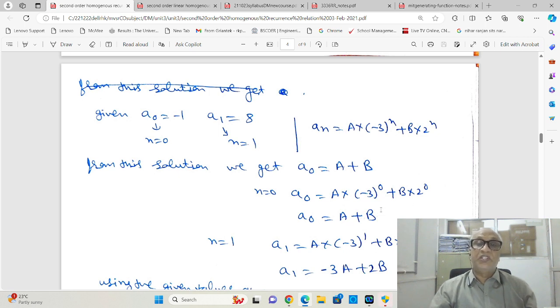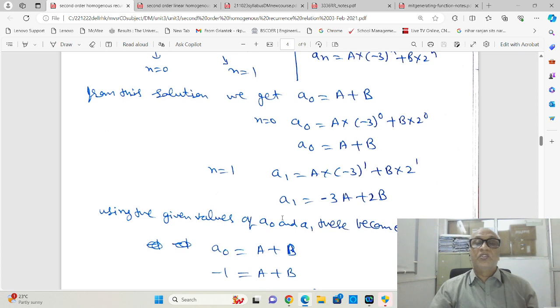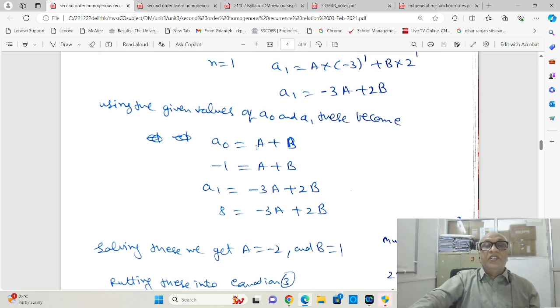a0 will be equal to a plus b. a1 will be equal to how much? a into minus 3 to the power of 1 plus b into 2 to the power of 1. So a1 will be equal to minus 3a plus 2b when n equal to 1. So now this is our equation, a0 equal to a plus b. So a0 value is minus 1, so minus 1 is equal to a plus b. a1 is minus 3a plus 2b. So a1 value is 8, so 8 equal to minus 3a plus 2b.